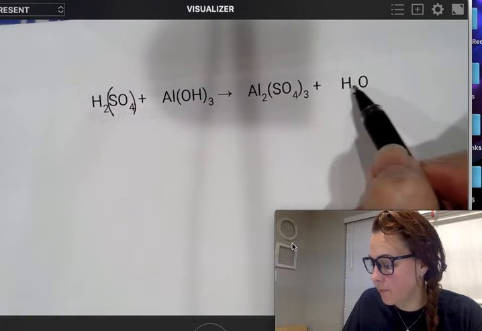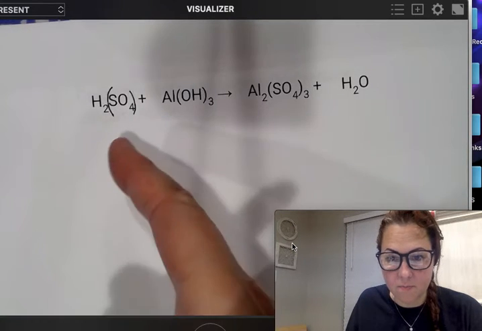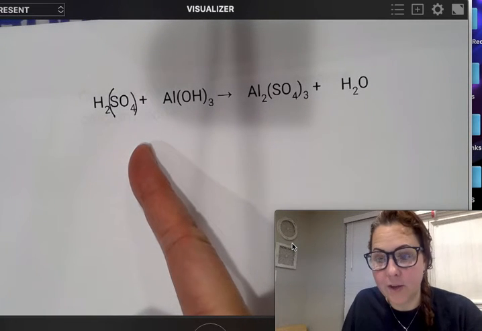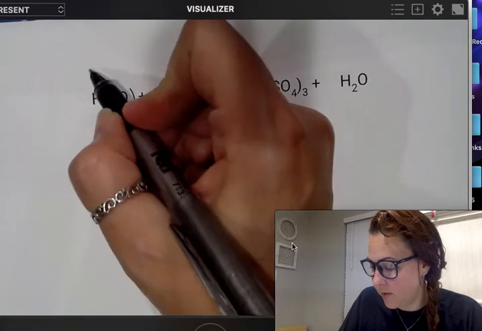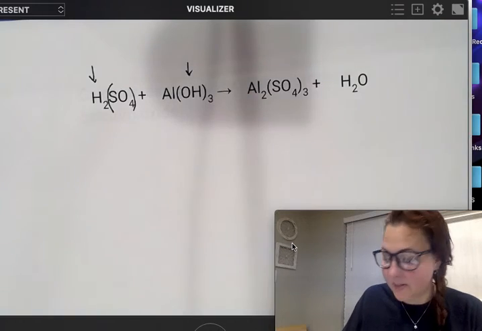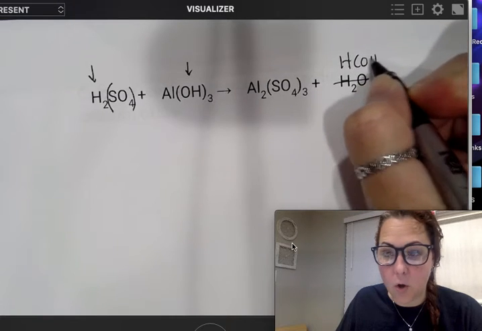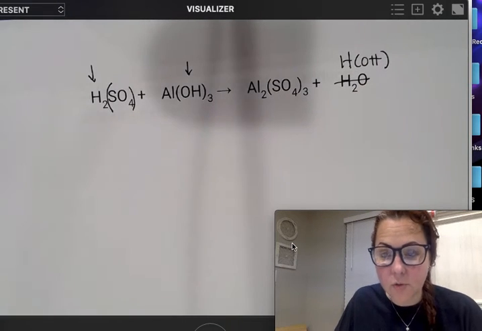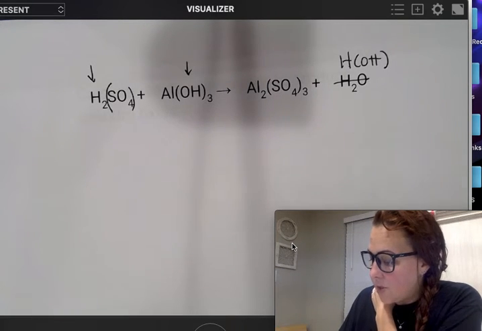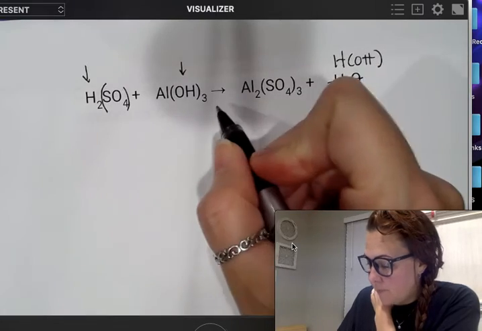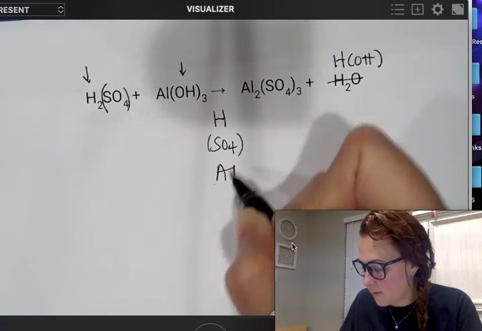Now I have water. When you have water, you want to look at the other side of the arrow. When you look at the other side of the arrow, you're looking for hydrogen and hydroxide in 2 separate components. Like right here, I have a hydrogen and I have hydroxide. This is going to be a case where it's more helpful to break this up into HOH. You don't have to do this. You can keep it as hydrogen and oxygen. It's just going to help balance it out a little bit quicker. So with this one, in my inventory, I have hydrogen, I have sulfate, I have aluminum, and I have hydroxide.